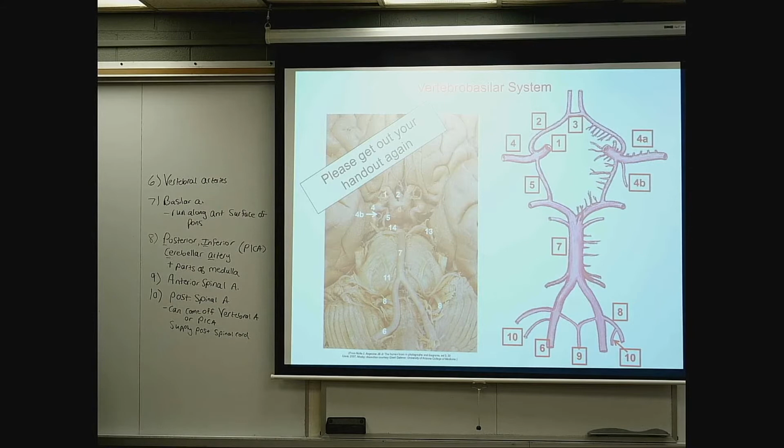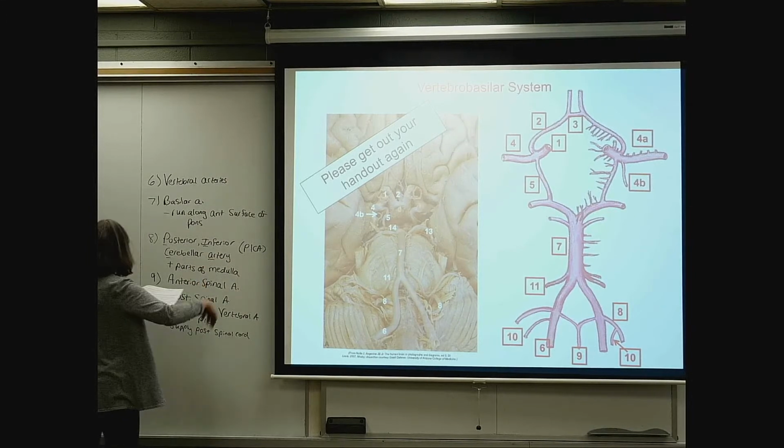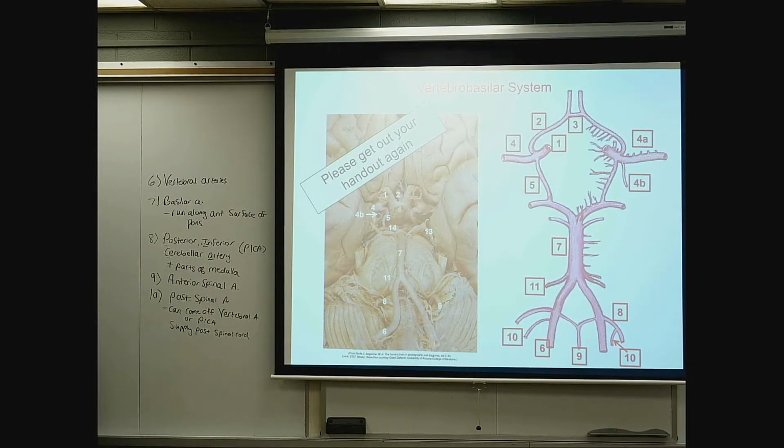And then we have 11. 11 is coming off of, well, you can see where it is. This is, I guess I'll write it down here, the anterior inferior cerebellar artery.